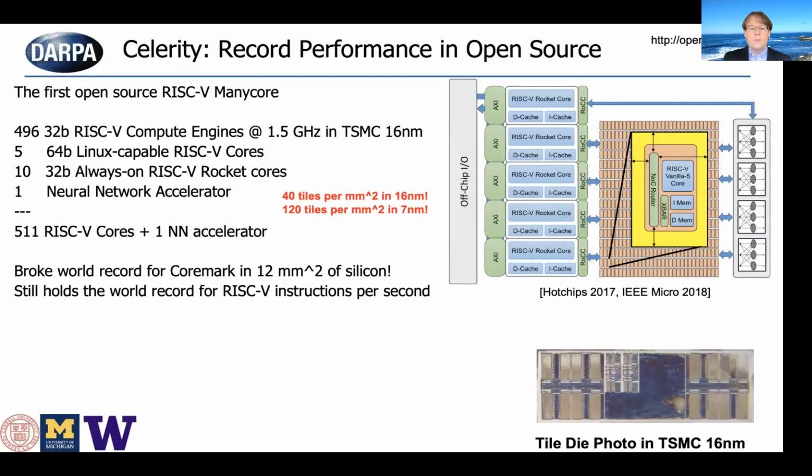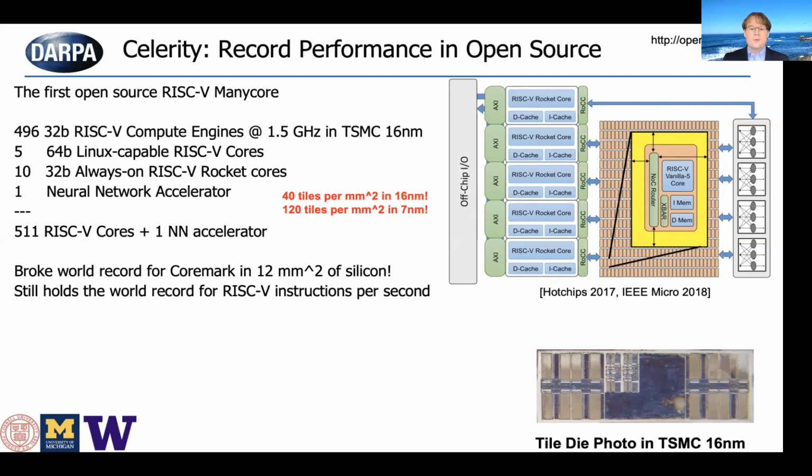So I'm going to talk first about one of the early projects that we had, which was quite successful technically. It's called Celerity, and it was probably the first open source RISC-V manycore. It had 496 32-bit RISC-V compute engines running at 1.5 gigahertz in TSMC 16. It also had 5 Linux-capable RISC-V cores, the Berkeley Rocket cores, and some 10 always-on cores, and then a neural network accelerator. So there are 511 RISC-V cores in total, and it broke the world record for performance on the CoreMark benchmark suite. With only 12 millimeters of silicon, it beat every other piece of silicon in the world.